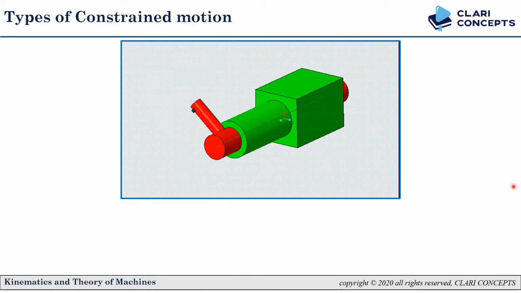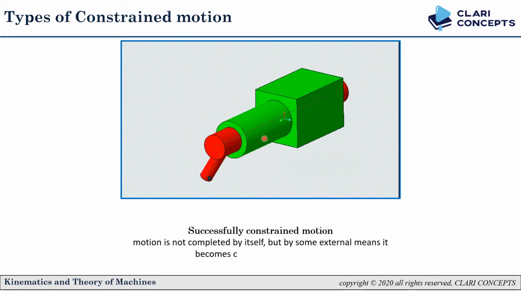Now, we will modify the previous example again. Here you can see a collar which is attached to the green link, that is extended to the pin of the first link. Now you can see it can only rotate. The red link can only rotate inside the green link. The other motion which was possible in the previous case, that was sliding, is not possible here, right? So we are going to define such motion as successfully constrained motion.